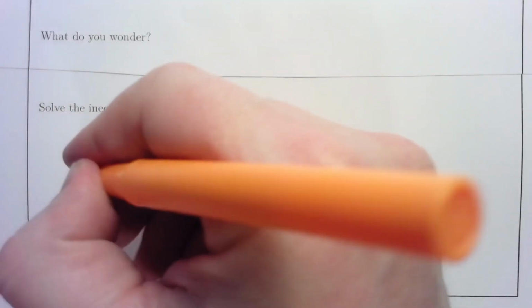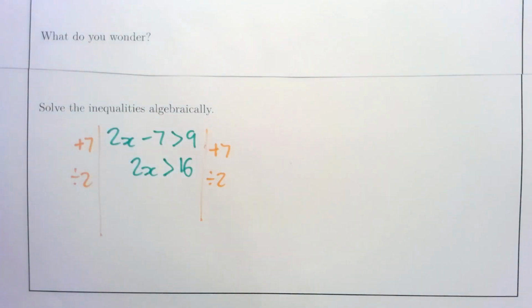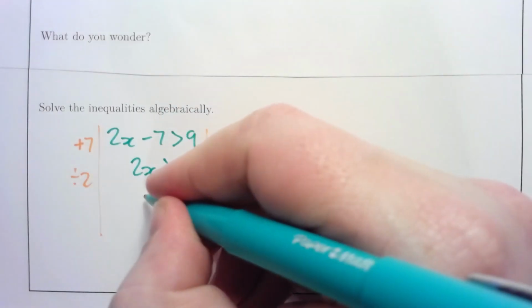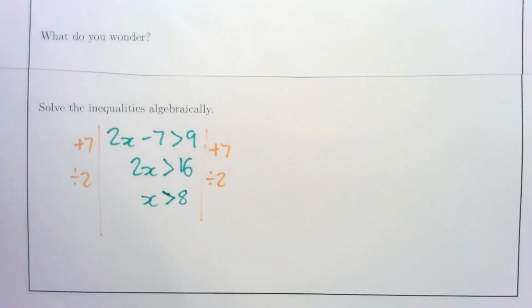Then, if we divide both sides by 2, we get x is greater than 8. Now notice we didn't have to multiply or divide anything by a negative, so nothing had to involve a change of direction in this case. So our process for solving was exactly the same as it would be for an equation.